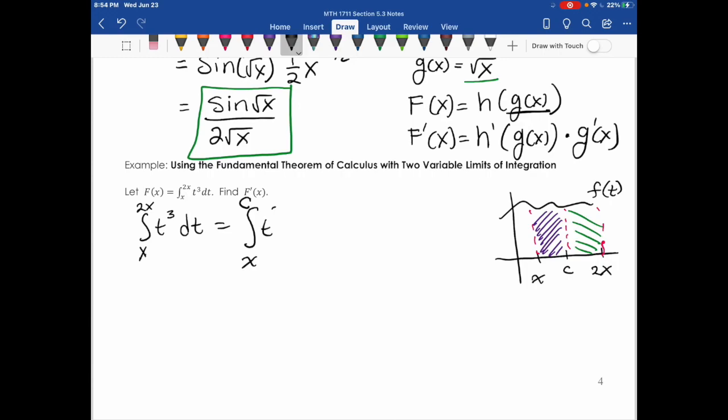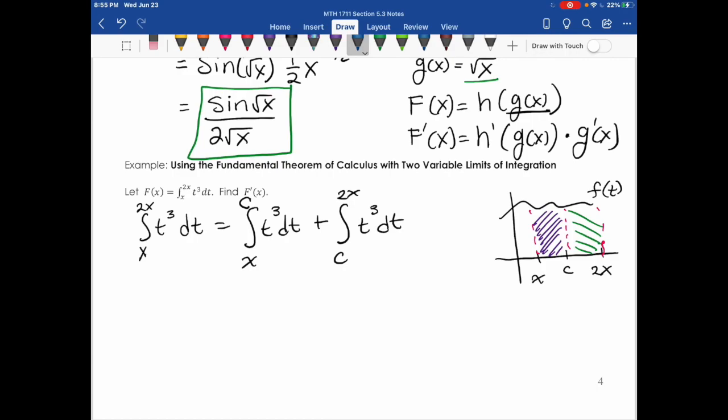So that's exactly what I'm going to do here. I'm going to go from x to some constant c of t to the third dt, and I'm going to add that to the integral of c to 2x, t to the third dt. Notice that in this first integral, my constant is in the upper limit and my x is in the lower limit. In order to use the fundamental theorem of calculus, those need to be swapped.